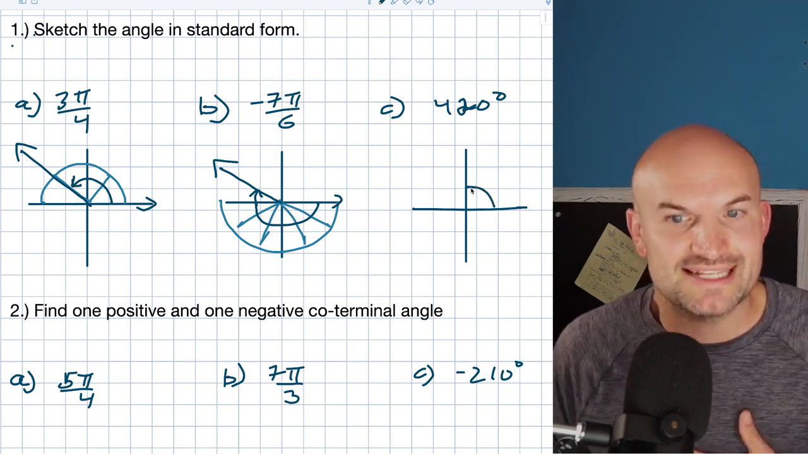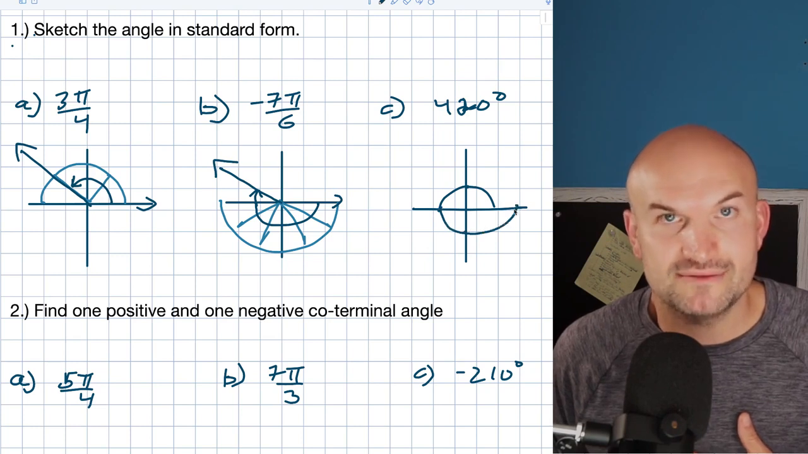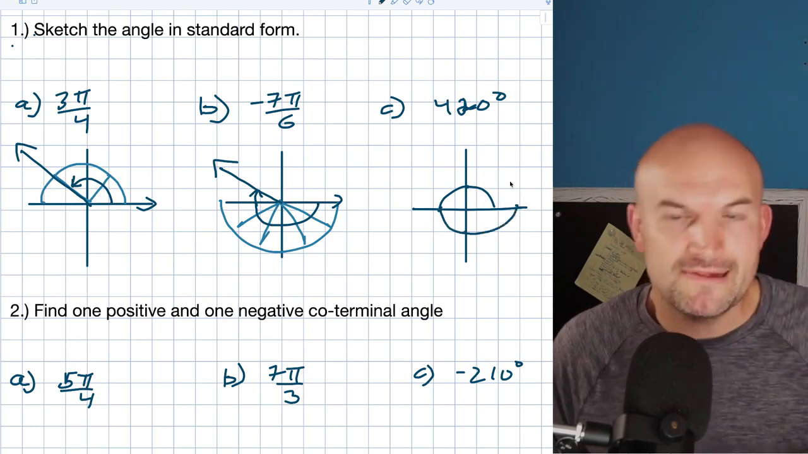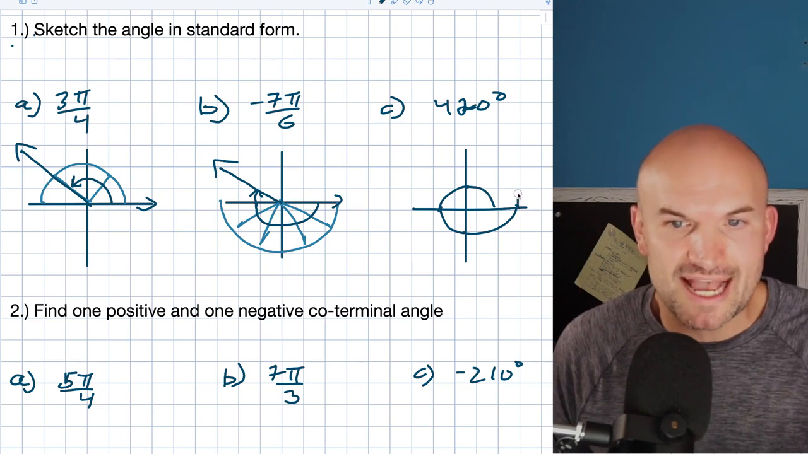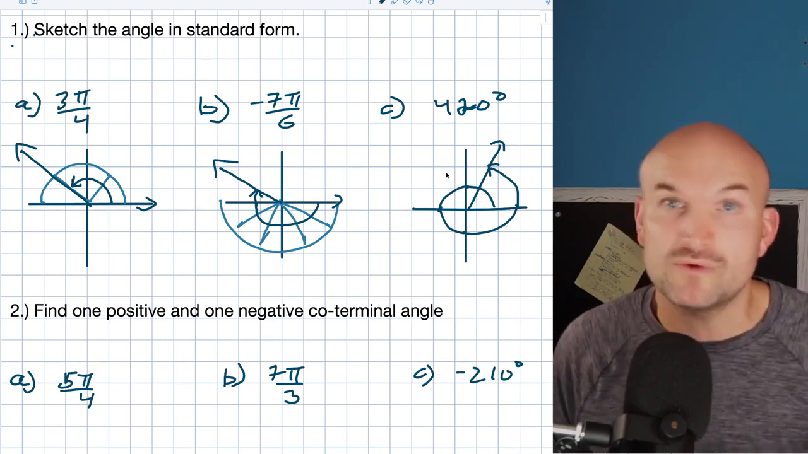So we know that's 90 degrees, 180, 270, 360, right? So all the way around the circle is 360. And then to get to 420, I just need to go an extra 60 degrees, which I'll just estimate to be right there. So this would be what we call an angle that has an extra revolution on it.